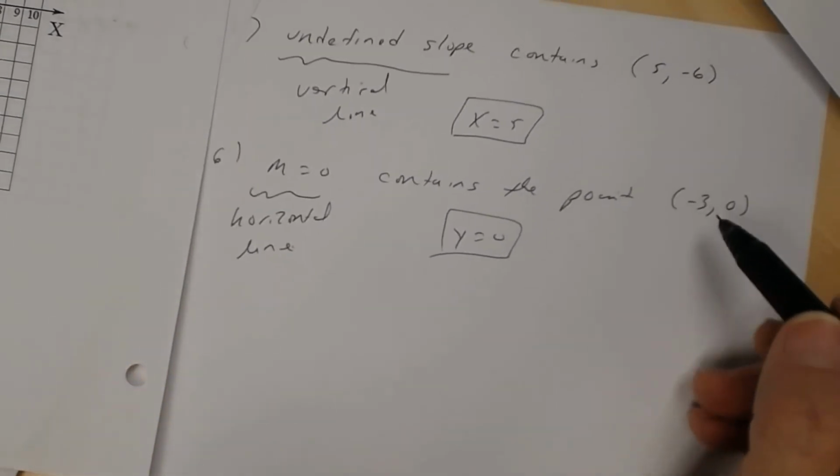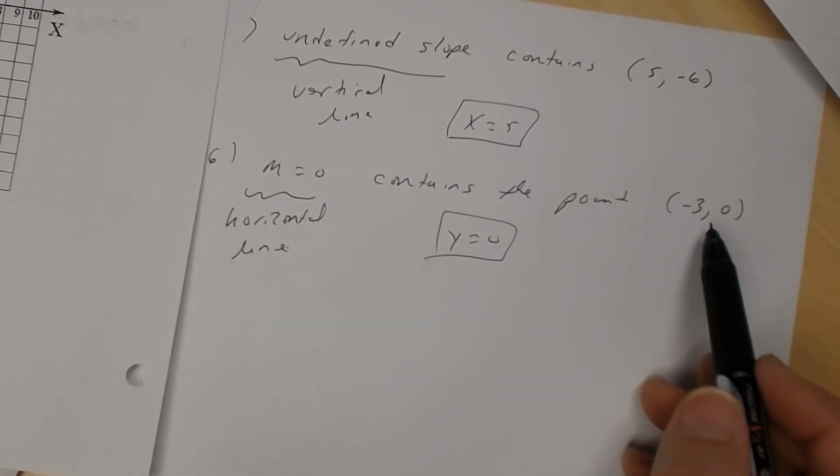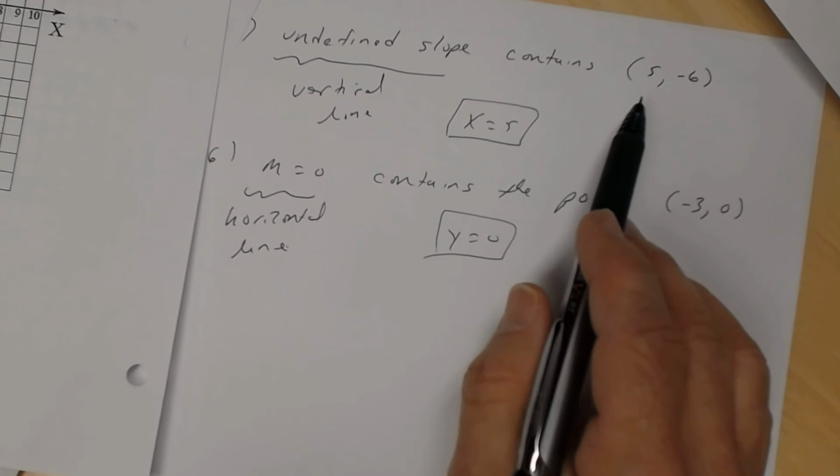So remember, we always said when you're dealing with a horizontal line, you're going to use the y-coordinate, and when you're dealing with a vertical line, you're going to use the x-coordinate.